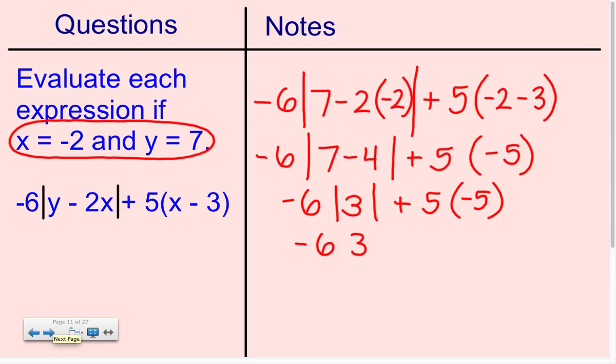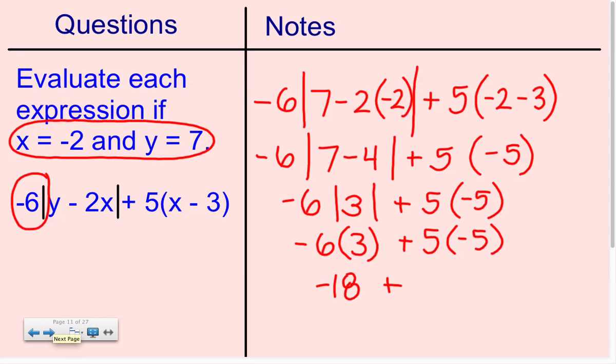Now here's something that's new. If you have a number right outside of an absolute value, that actually means you have to multiply. So notice how this 6 over here is touching my absolute value bar. That means multiply. Now I'm also going to bring down my 5 times negative 5. And now I'm just left with multiplication, addition, and multiplication. So I'm going to multiply both at the same time. Negative 6 times 3 is negative 18. 5 times negative 5 is negative 25. So then if I add those together, I have negative 43. That one was challenging.